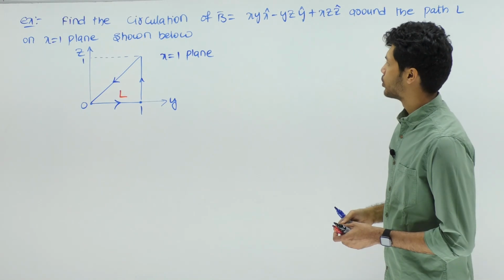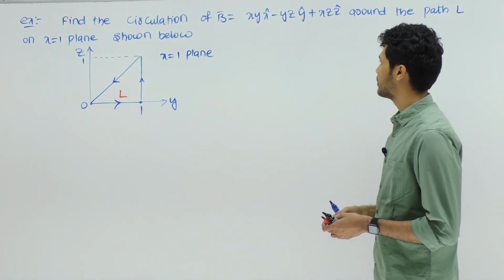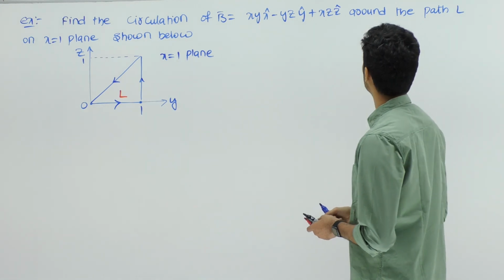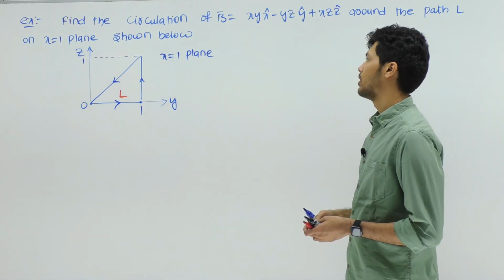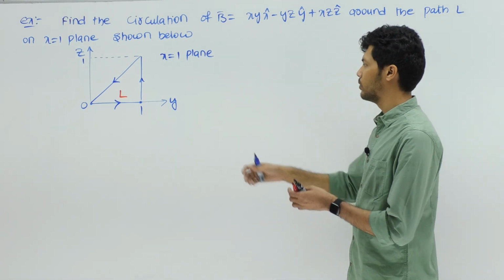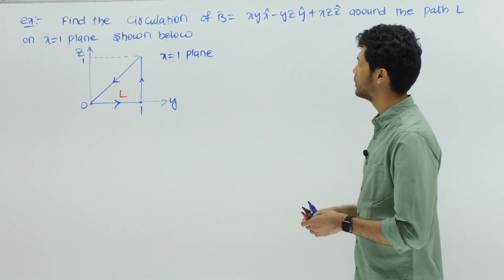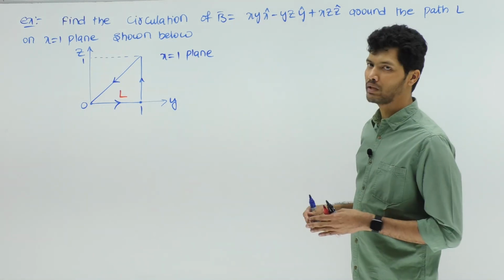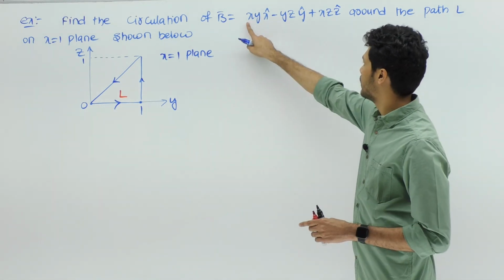So let us look at one more question. Find the circulation of the vector B bar equal to xy x cap minus yz y cap plus xz z cap around the path L on the x equal to 1 plane shown below. The plane given to us is nothing but the x equal to 1 plane, where the value of x remains constant.